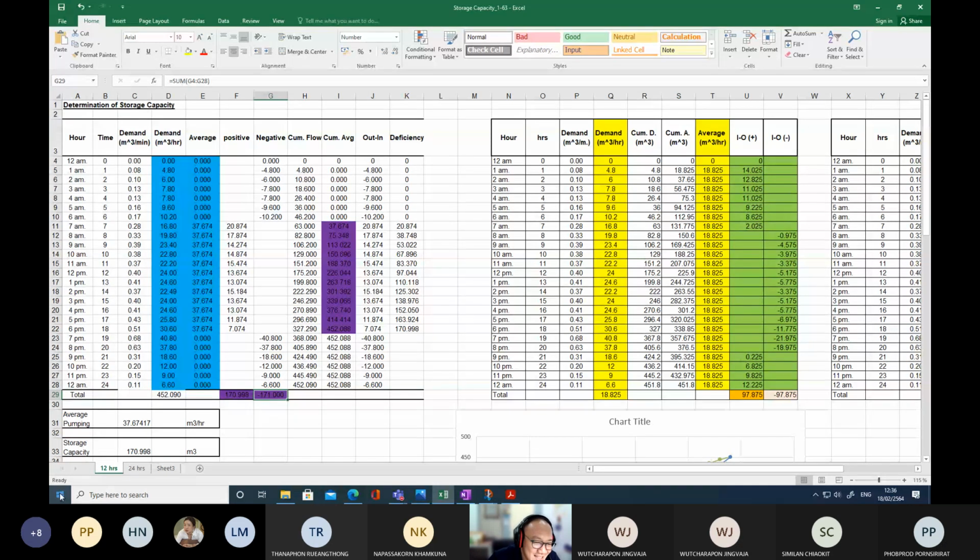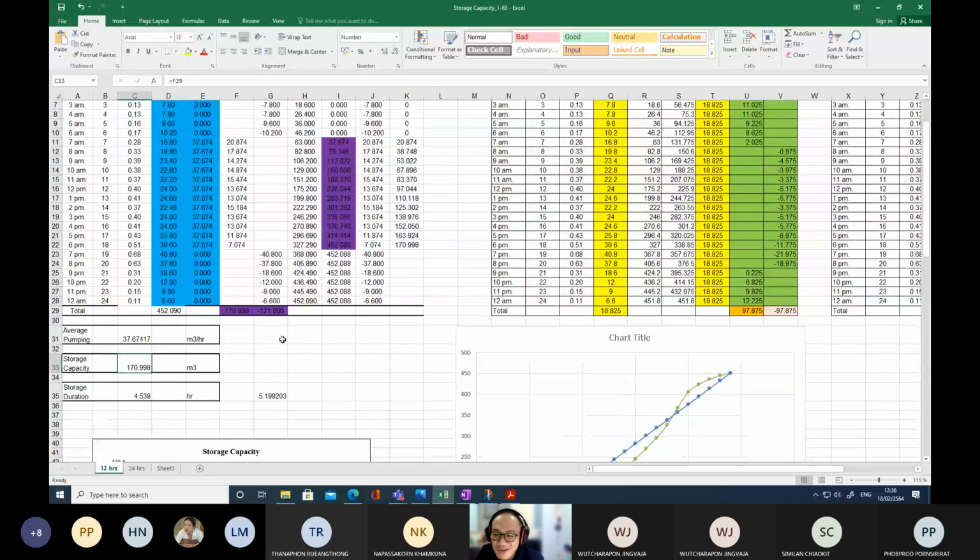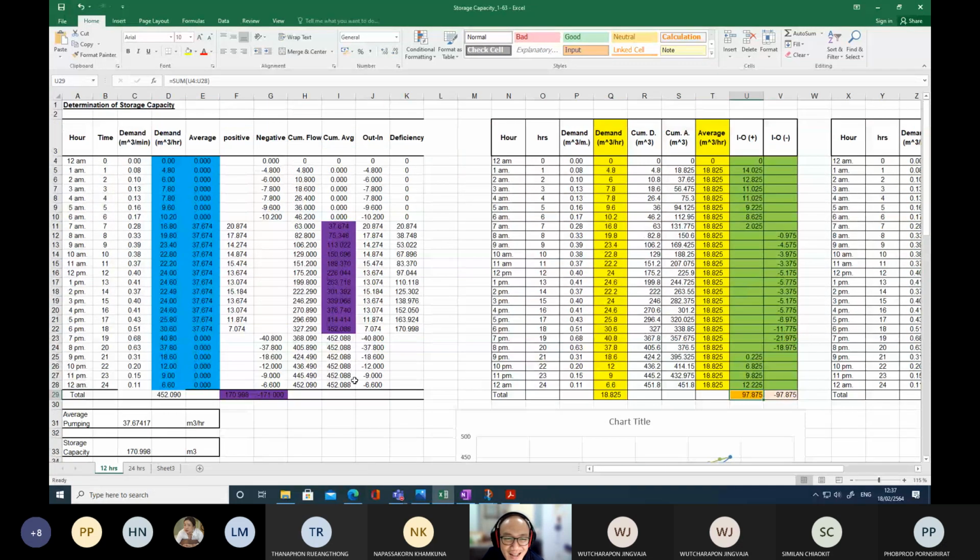So the storage capacity in this question should be at least 171 cubic meters. Of course it is larger than for 24 hours pumping, because with 24 hours pumping the system is in operation all the time, but this one we only work for 12 hours. So the size of the storage should be larger. Okay, so this is about the storage capacity determination.